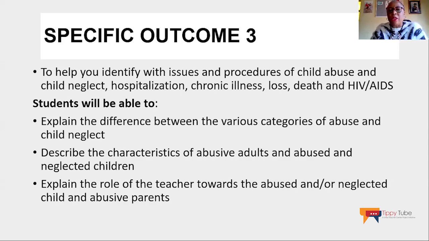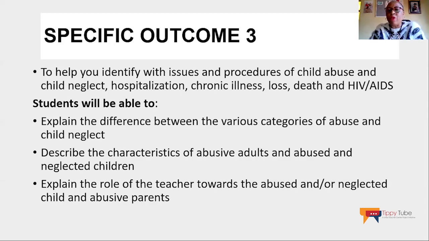This specific outcome helps you to identify with issues and procedures of child abuse, child neglect, hospitalization, chronic illness, loss, death, and HIV/AIDS. At the end of this outcome, you should be able to explain the difference between various categories of abuse and child neglect. We've done this a lot, even in your assignments.